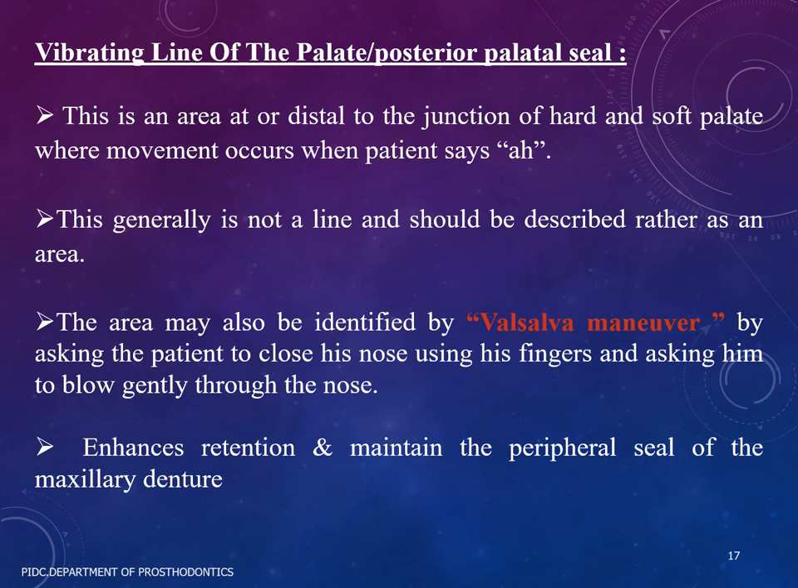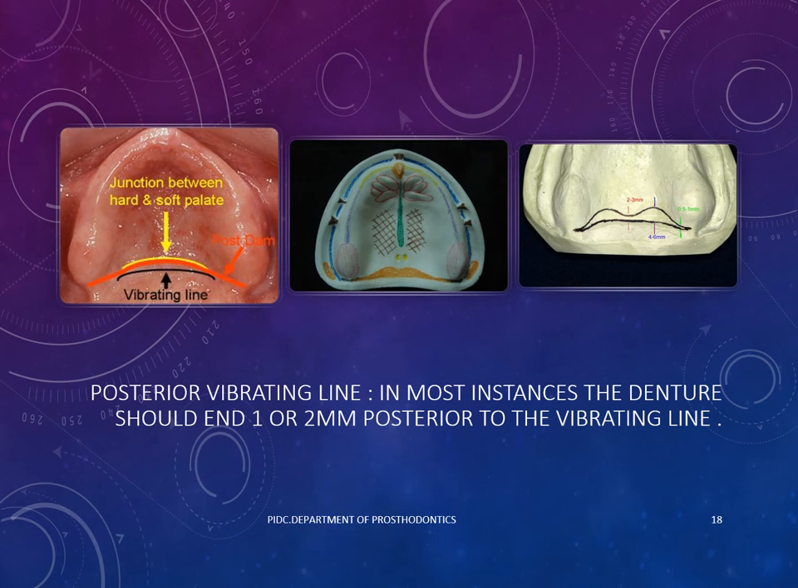By doing this, there is movement observed at the junction of the hard and soft palate that signifies where your posterior palatal seal area is. That area should be marked, and the same has to be recorded in your final impression, because that is the posterior most area of your denture, and that decides till where the denture has to be extended. In this picture, can you make out this is your posterior vibrating line or the posterior palatal seal area? In this yellow color it is marked very clearly, and it follows the hamular notch area behind on the right side, completely extending like this towards your left side.